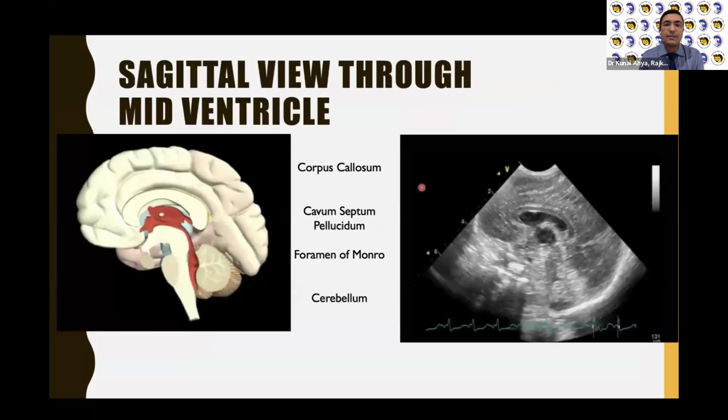Okay. So what are the structures you identify here? Again two parallel lines, that is the corpus callosum. If there is a partial agenesis, sometimes the posterior part you are not able to see easily, and the anterior part or the part of the genu you can see very easily. So this is the corpus callosum. Second is the cavum septum pellucidum. Here you can see the foramen of Monroe, and here is your third ventricle. Okay, and this is part of the cerebellum. Okay, so these are the structures you identify in the true sagittal view in the midline.